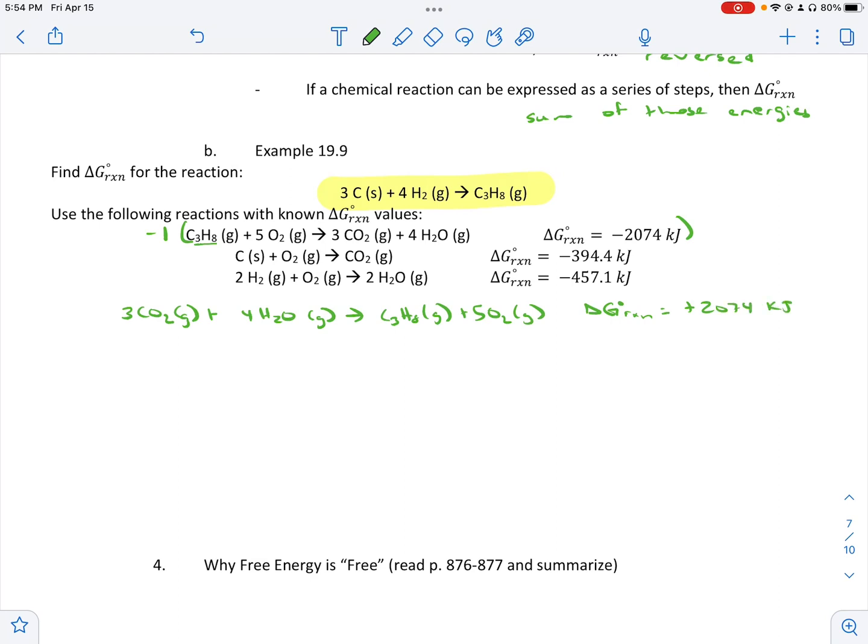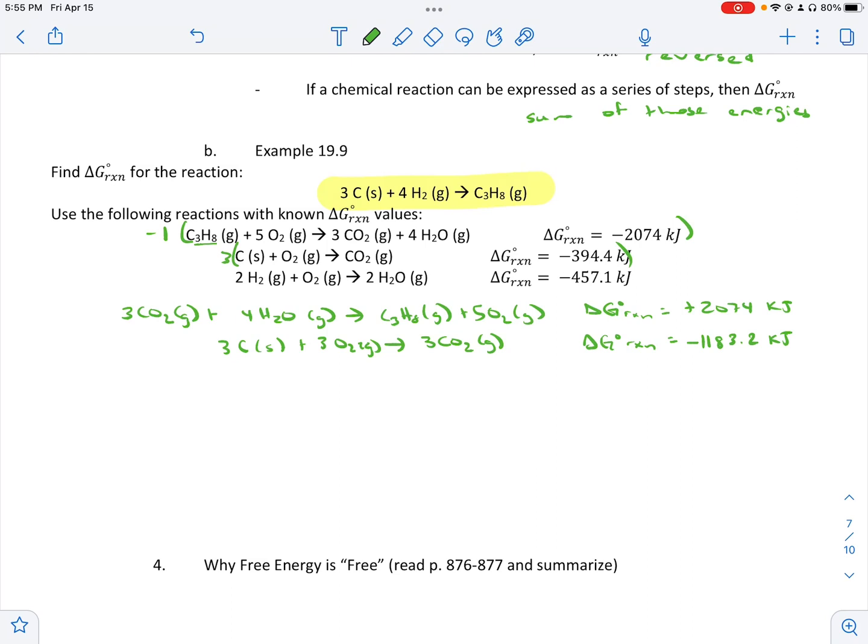All right, so that's our first one. That second one, if we look at it, we need that times 3 to get us 3 carbons. So we're going to multiply that whole thing by 3. And so we're going to get 3 carbon solids plus 3 O2 gases, and then we're going to get 3 CO2, obviously gases. And delta G naught of reaction is going to be 3 times negative 394.4, and we're going to get negative 1,183.2 kilojoules.